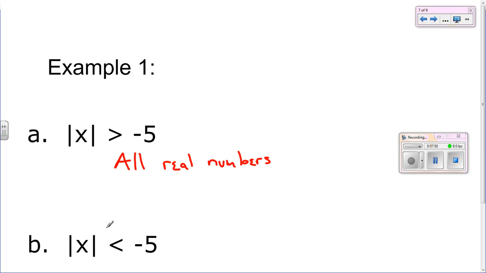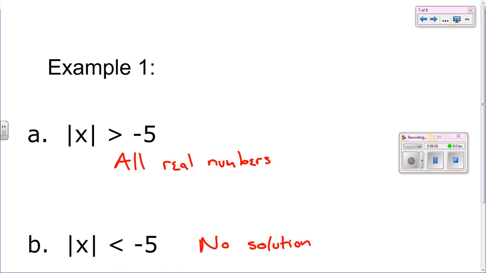For part B, absolute value is less than negative 5. When is an absolute value going to be less than a negative number? Absolute value is always positive, so it can never be less than that. So your answer is going to be no solution.